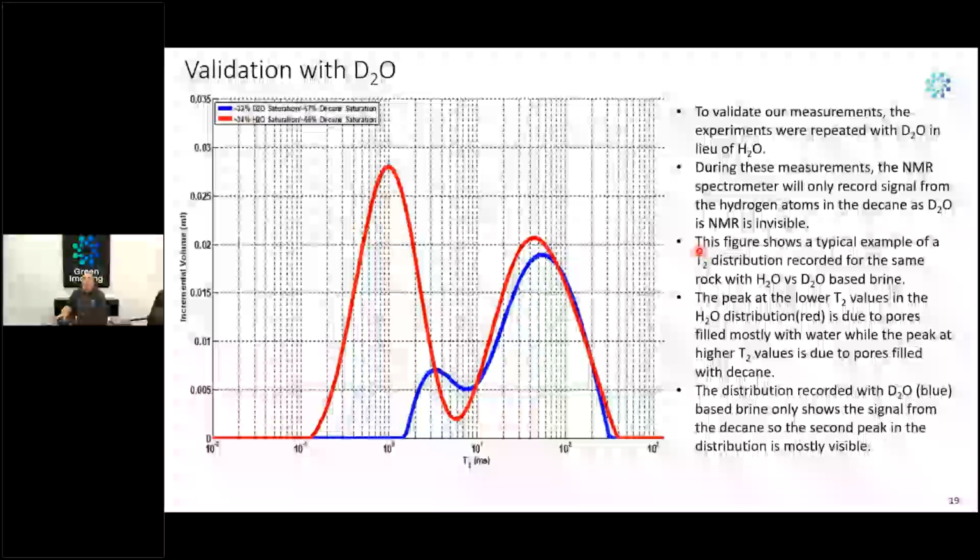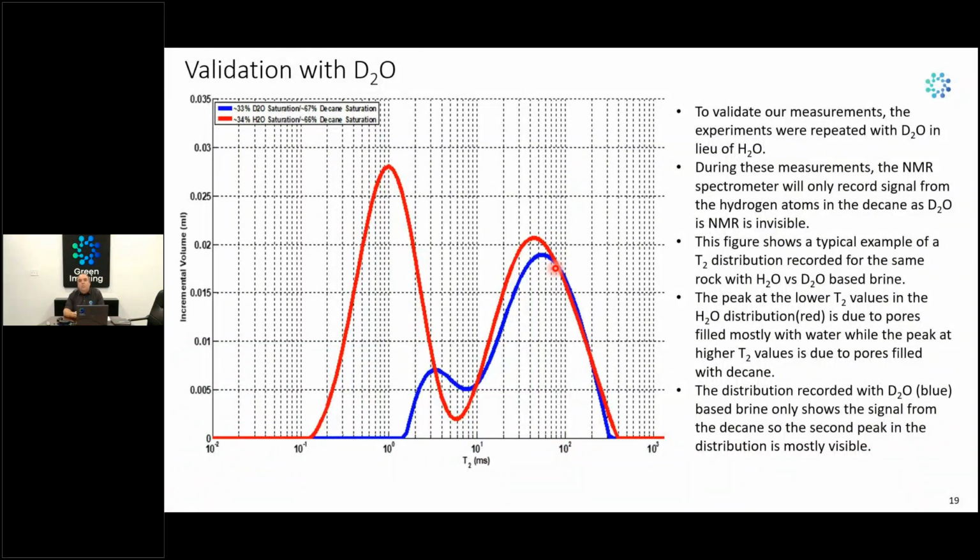This figure shows a typical T2 distribution recorded first where it was water saturated, shown in red, and you see two peaks. And then corresponding T2 distributions shown in blue. So now we're only seeing the decane. You can see we repeated the measurements all with D2O. We only see the oil, so we could always at any time know exactly what the saturation was. So this is really the key to our measurements, how much work we did to verify. And as you'll see, this was not the only method of verification we did. We did other methods. I'll get to that in a minute.